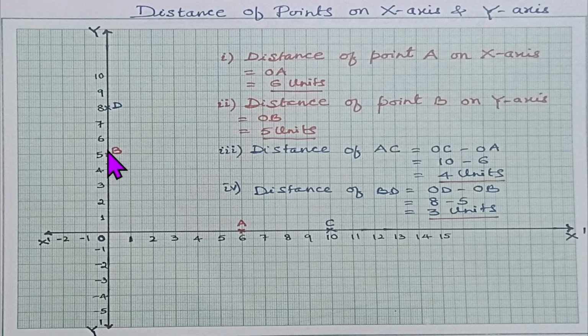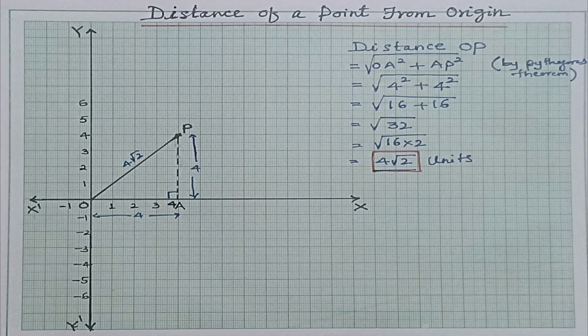Similarly, the distance of a point B on y-axis is OB, and that is 5 units. The distance of a point D on y-axis is OD, and that is 8 units. And the distance BD is equal to OD minus OB, and that is equal to 8 minus 5, and that is 3 units. So that is how we find the distance of points on x-axis and y-axis. Please remember that.